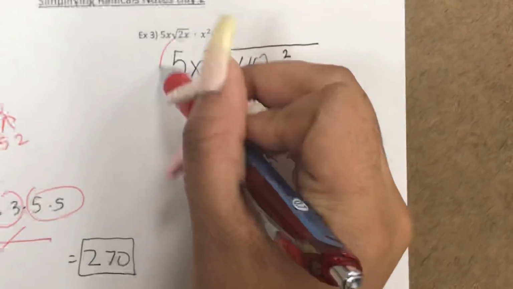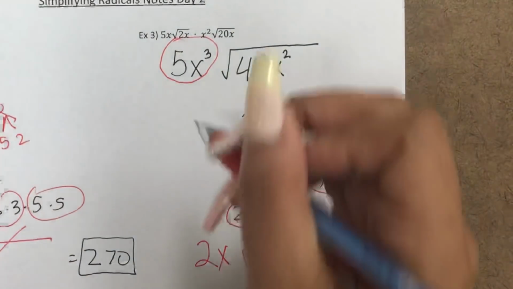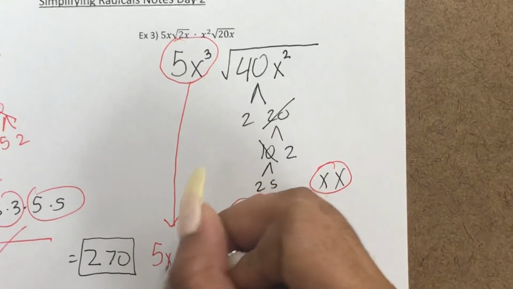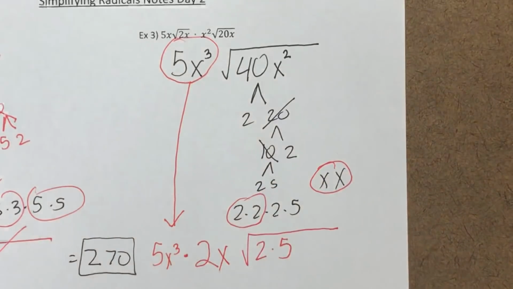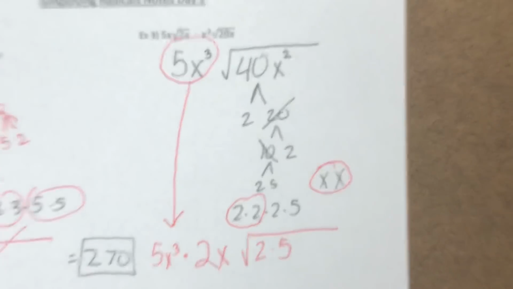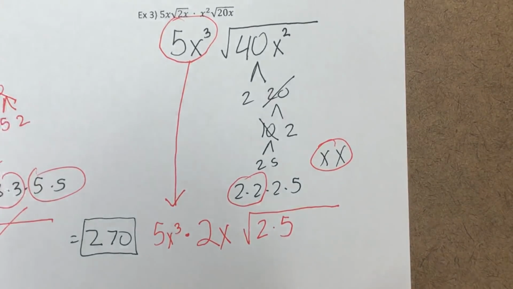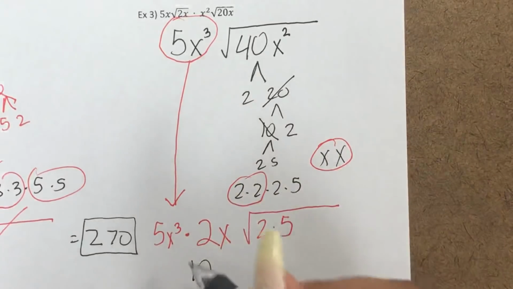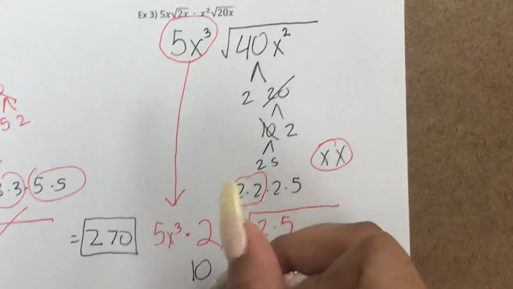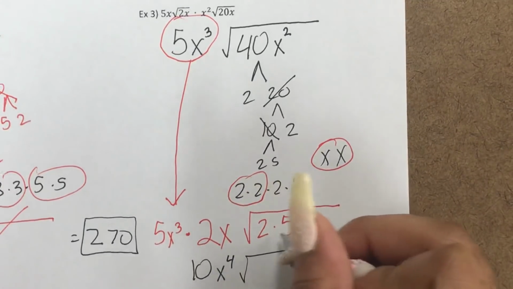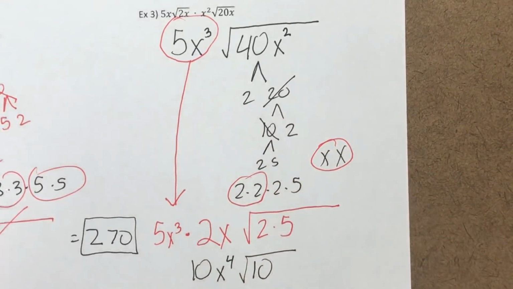Okay, remember that we had this that was already on the outside, so I have to remember to bring that down and multiply with what's already outside. So I have 5 times 2, 10, x cubed times x will be x to the 4th, and 2 times 5 will be 10.